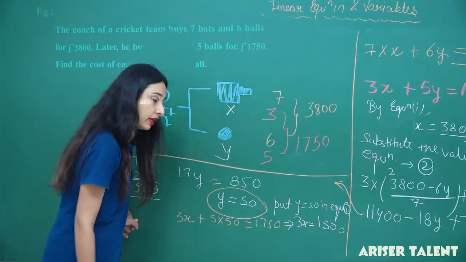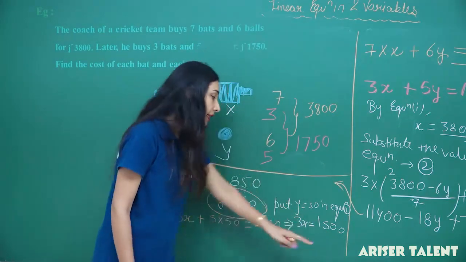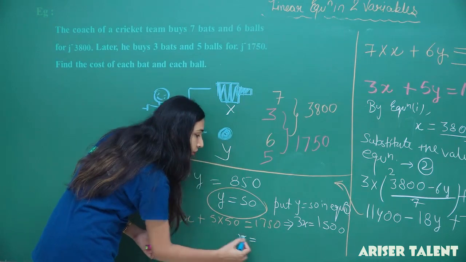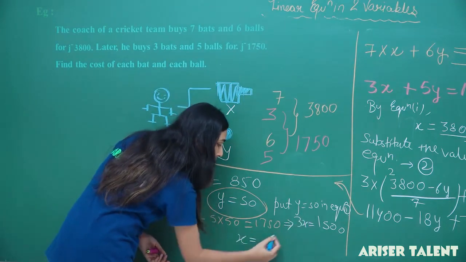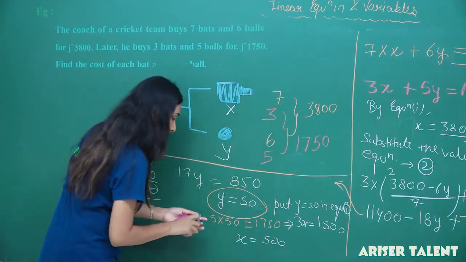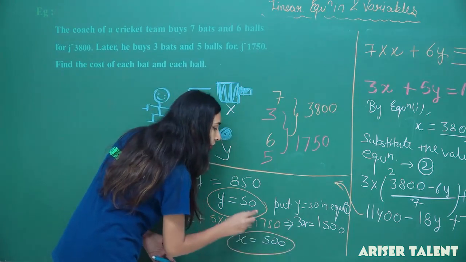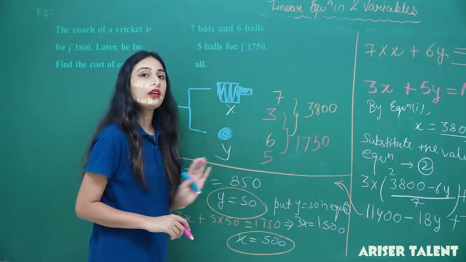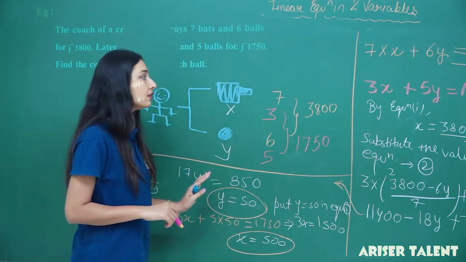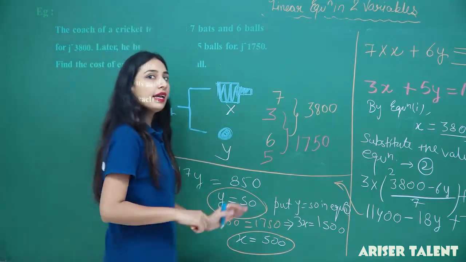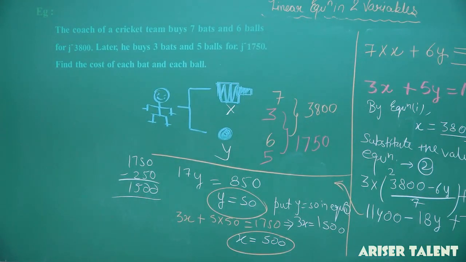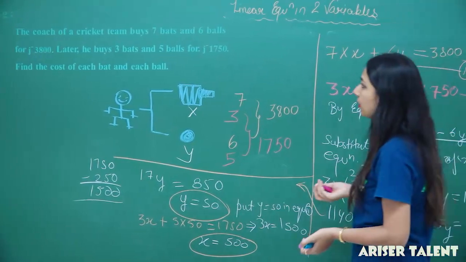If 3x equals 1500, the value of x will be 500. Right? So I have y equals 50 and x equals 500. This is my answer. Now note this. After that we will check it. Noted.